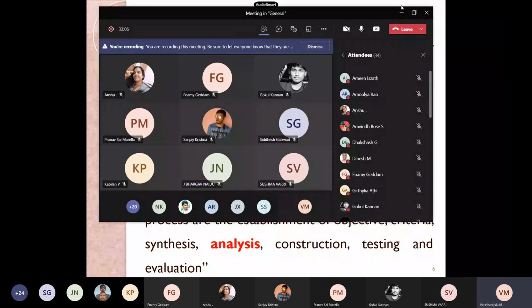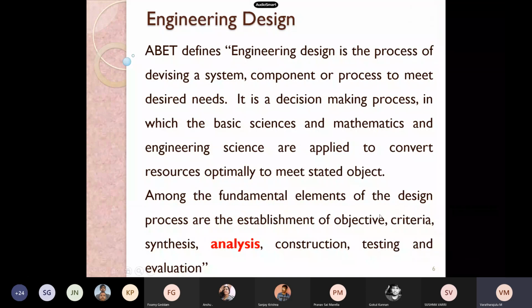With that note, we will enter into engineering design. As the Accreditation Board for Engineering Technology defines, engineering design is the process of devising a system, component, or process to meet design needs. It is the decision-making process in which basic science, mathematics and engineering science are applied to convert resources optimally to meet the stated objective. Among the fundamental elements of the design process are the establishment of objective, criteria, synthesis, analysis, construction, testing, and evaluation. See, these are the fundamental elements of the design process.